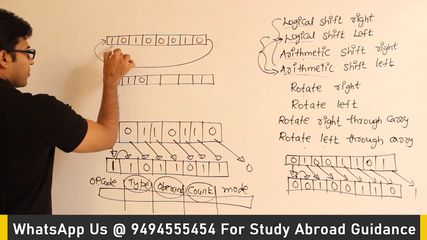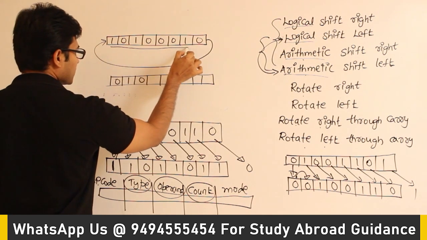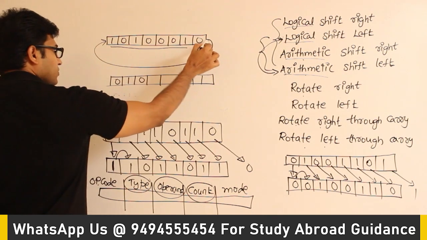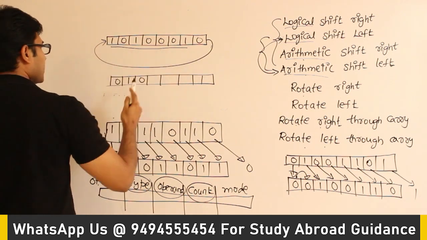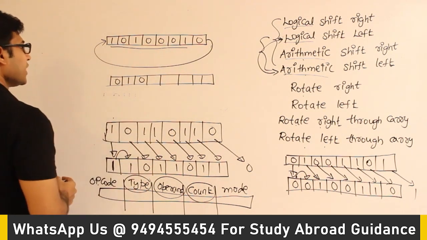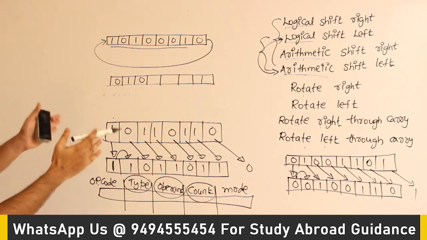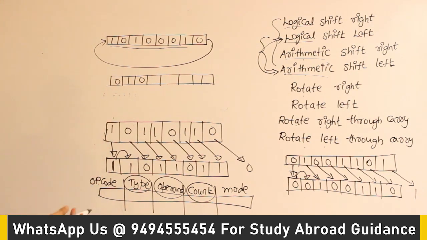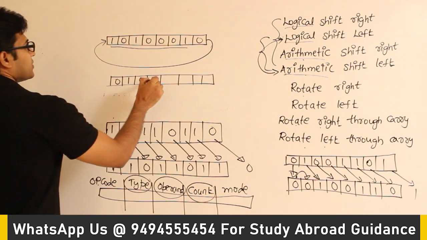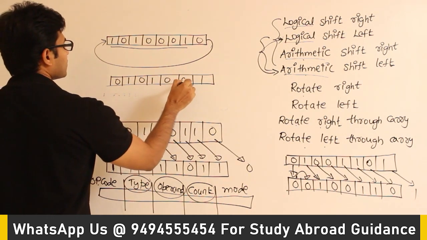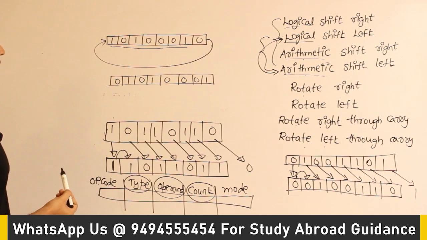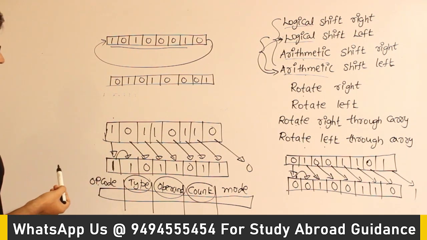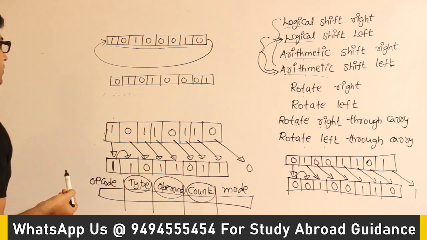So I am going to copy the entire sequence here. Got it? This bit has entered here, 0 has entered here, and all the remaining bits have shifted one bit to the right, which means all the 7 bits I am copying as they are, just by shifting one bit to the right. 1 0 1 0 0 0 1. Got it? And similarly you can even think about rotate left also.